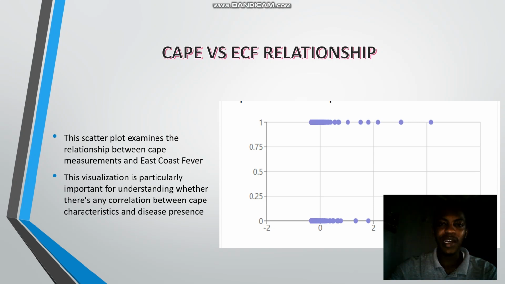and once your farm is next to game parks or wildlife reserves, your farm is at high risk of being attacked by East Coast fever, because these ticks will move from these Cape buffaloes to your animals to infect them. So, going back to the CAPE versus the ECF relationship, if a pattern exists between these two, then this could be useful for predicting the disease risk based on the CAPE data.